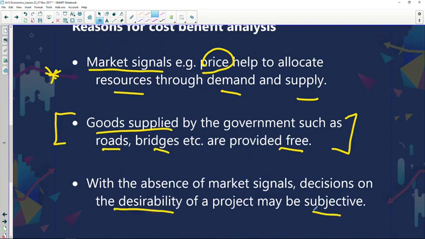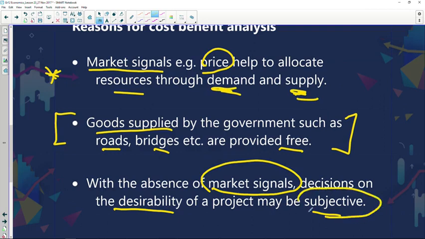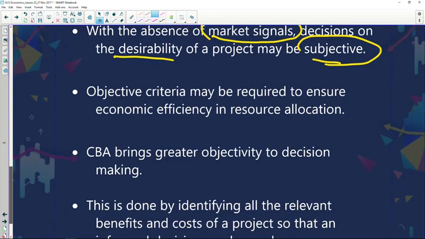And then with the absence of market signals, decisions on the desirability of a project may be subjective. Okay, so we know that the market signals are important. We are referring to the supply and demand that we mentioned over here. So in the absence of the market signals, we need to be subjective in terms of making decisions on whether to go ahead with the project or not. Because it does happen that at times we can't rely on the market forces, and then we have to make that call in order to ensure that we provide the goods and services that the consumers and households need.